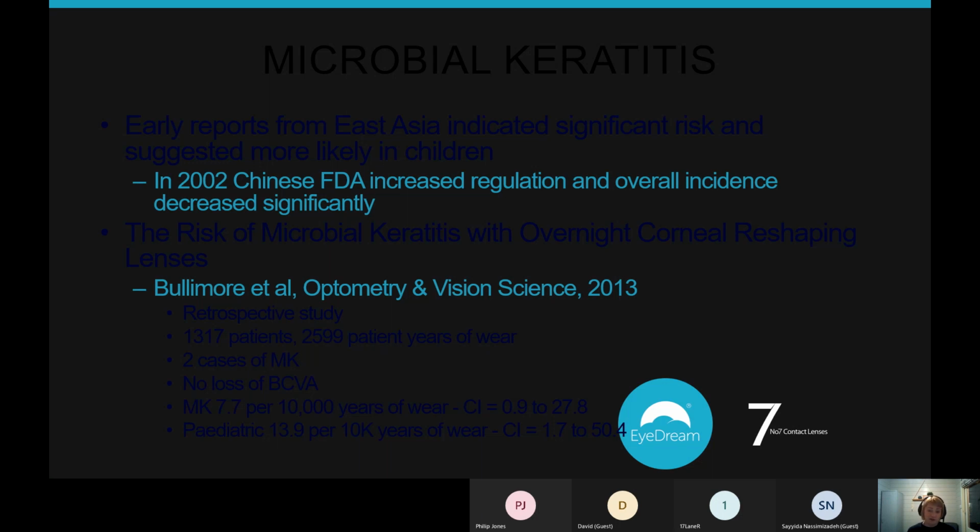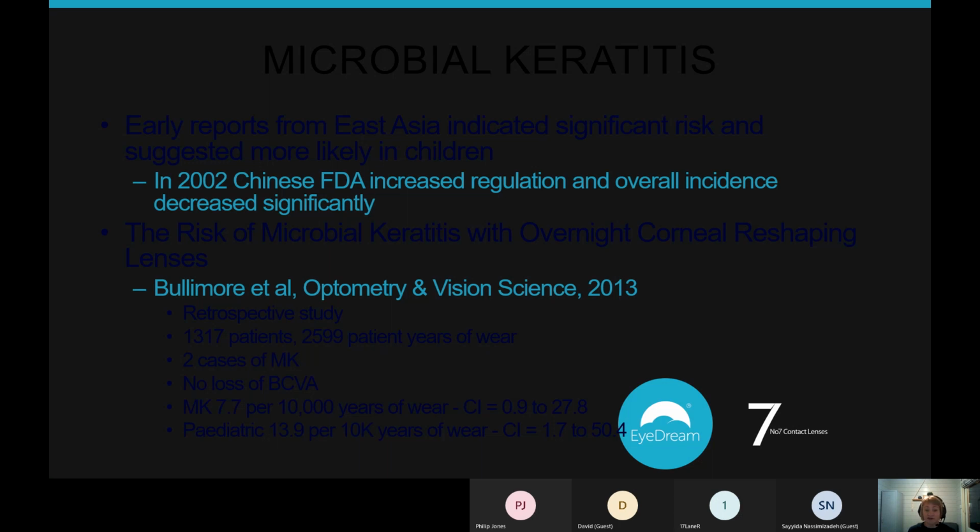The Bullimore paper that we've got here at the bottom was carried out as a response to the requirement of the US FDA to do post-market surveillance of your product. And so Mark Bullimore was commissioned to do this study on behalf of a number of manufacturers that had the overnight indication for Ortho-K. And it was a retrospective study, and he sent out questionnaires to practitioners that had placed orders with these manufacturers and got them to report back on the patients who had those lenses.